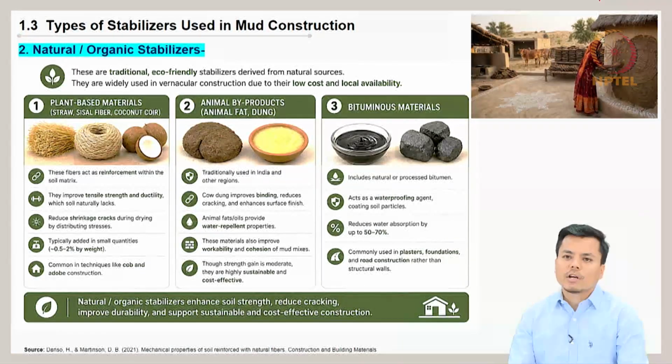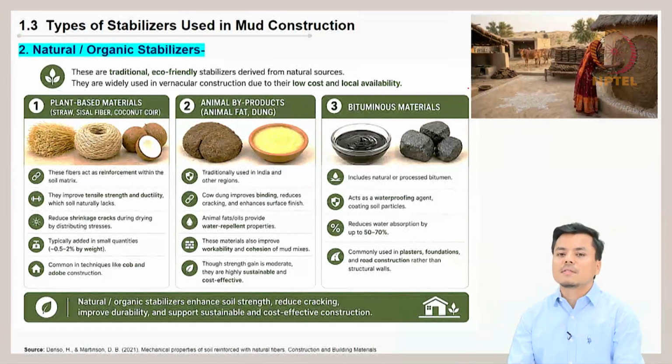Examples that you can see are straw or coconut shells and leftover coconut fibers that may be added there. Then next is animal byproducts, that is animal fat or cow dung that is traditionally used in India and other regions. Cow dung improves binding, reduces cracks and enhances surface finish. Animal fats or oils provide water repellent properties.